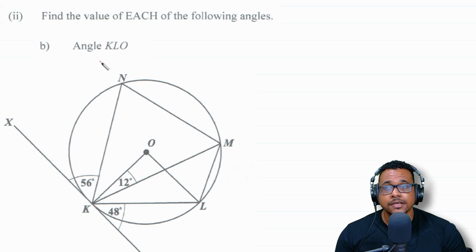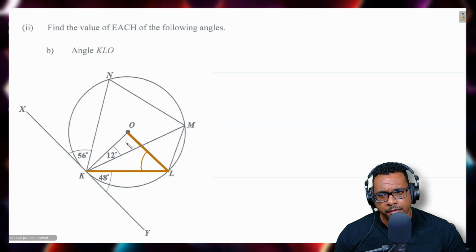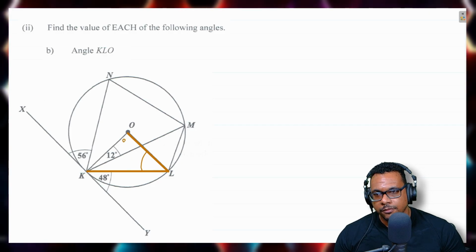Now for part B of part 2, where we have to find the value of each of the following angles, we have angle KLO. So that'll be K to L to O. So that's K to L and then L to O. So this is the angle that we want to find. Now, I'm looking at this. And remember, up here was 96 degrees. Let's put that in. Here was 96 degrees.